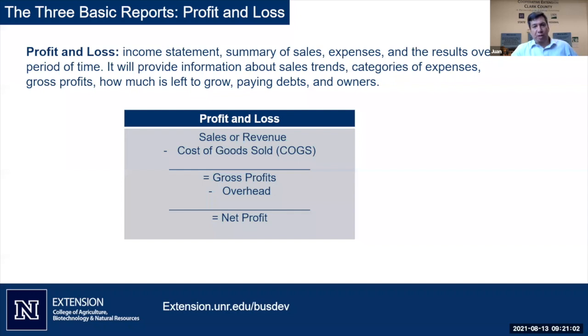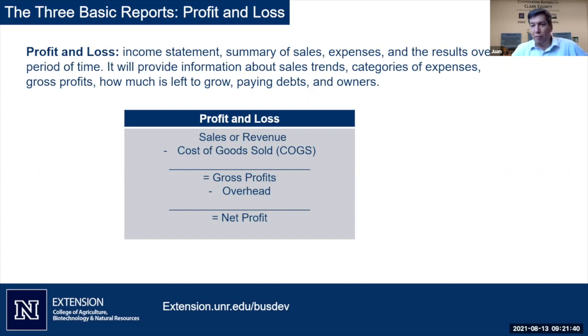Let's talk about the profit and loss. Income statements or profit and loss are basically a summary: sales, expenses, and what was the performance over that particular period. You can do weekly, monthly, yearly, every quarter, whatever you need. And you can make it as extensive or specific as you want. So you want to use it to find out about sales trends, categories, expenses, how much is left over. Am I making money or not?